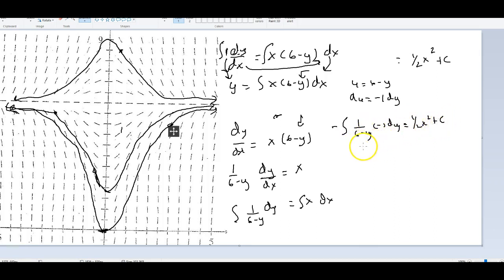I go ahead and take this derivative and I get negative integral 1/u du equals the same over there. This gives me negative ln absolute value. I'm going to put the u back in. 6 minus y, plus c equals 1/2 x squared plus c.